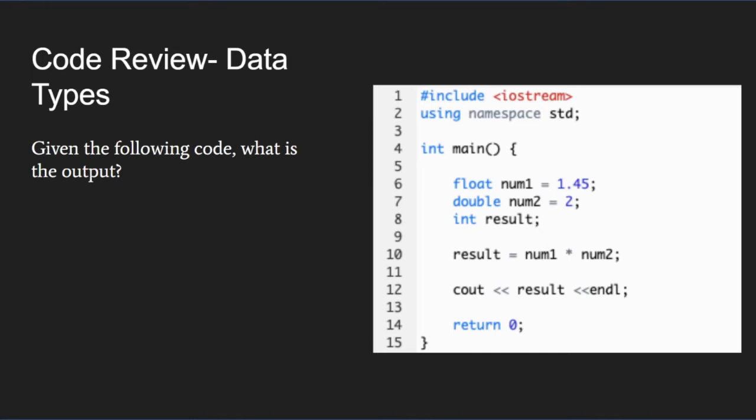Everyone take a look at this little snippet of code right here. We have a float being created, a double, and then another integer called result. Go ahead and take some time and type your answer into the chat, whatever your answer would be. We'll give you about a minute.